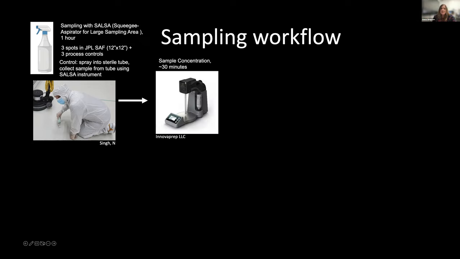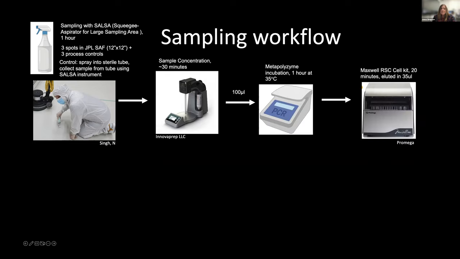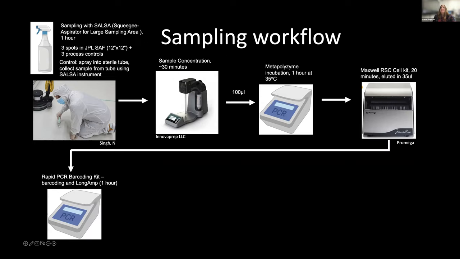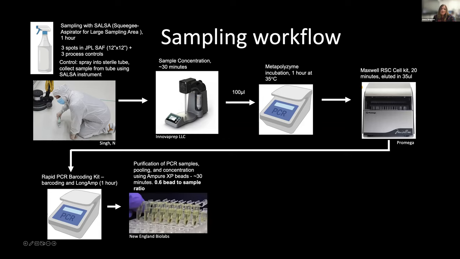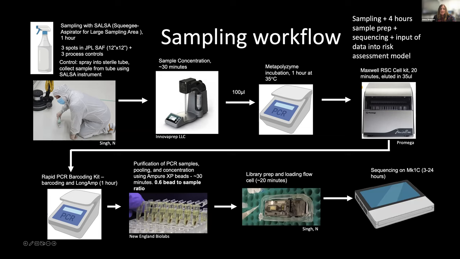And so from there, we proceeded to sample concentration, DNA extraction with Metapolyzyme, followed by an automated magnetic bead kit designed for low biomass, library prep with Nanopore's rapid PCR barcoding kit, which involves random amplification with LongAmp Taq, bead cleanup and concentration with some alterations to use more DNA in the PCR step, and pooling and concentrating the tagged DNA before library prep and sequencing on an MK1C. And so we ran it for 24 hours just to see how much data we would get. But if we'd run this for 3 hours, we really would have been able to do this by the end of the day.